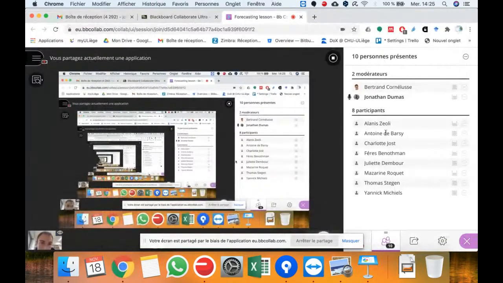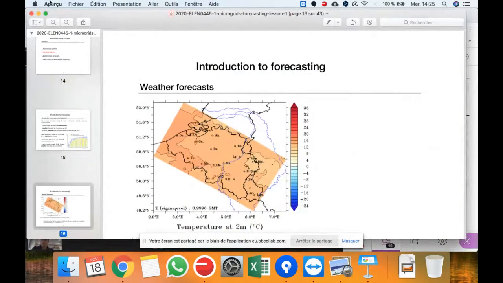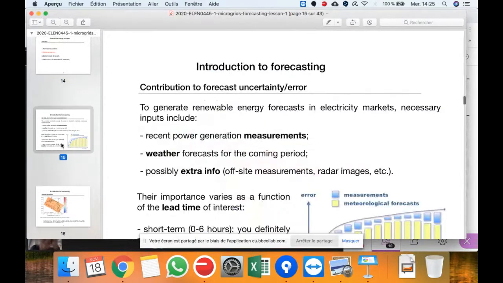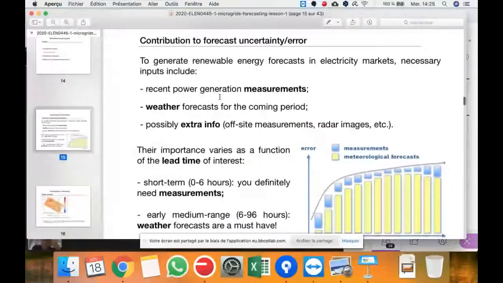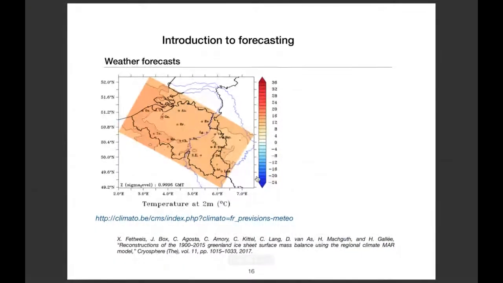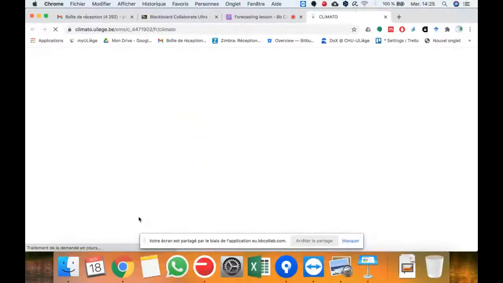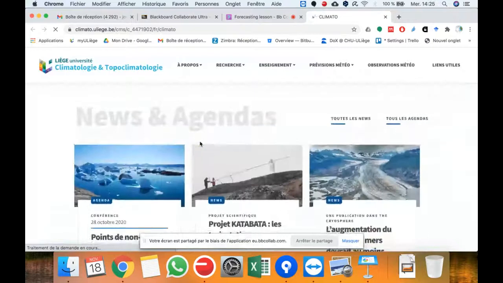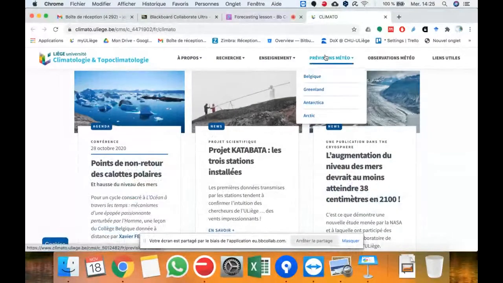Is there any question? No. Okay. So mainly for forecasting, we use measurements and weather forecast. Here, to give you an example of weather forecast, we have at the Laboratory of Climatology of Liège, Xavier Fettweis, who uses a weather forecasting model. And on his website, I am going to his website, you can see the weather forecast. So here, for instance, for Belgium.